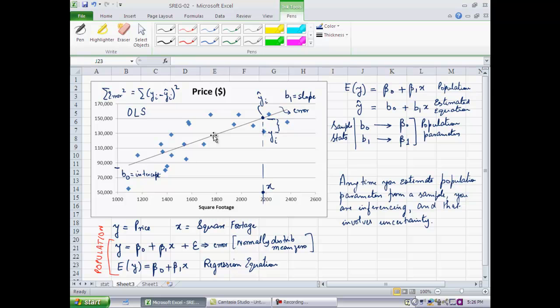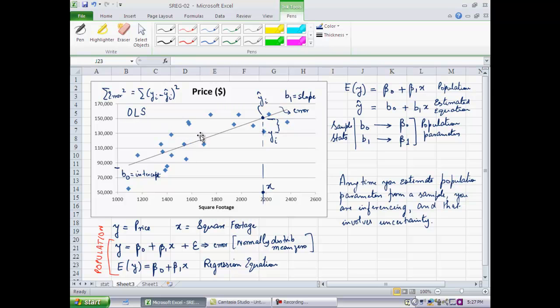And as you do so, consider the sum of the squared errors, yi minus yi hat. That is the difference between the actual value of the price and the predicted value of the price based on the line, that's the error term. You square it and you sum that up for all the data points. So you will get a sum of squares, and you keep tilting the line until this sum is minimized. Okay, so ordinary least squares.